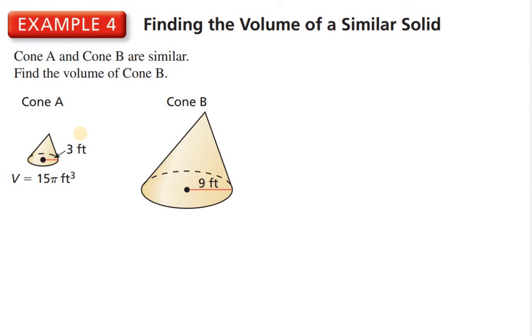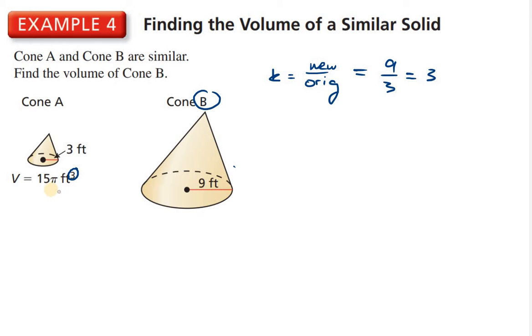All right, similar solids. Again, remember that our scale factor K is always new over original, and that the volume relates in a cubed fashion. So if you want to find the volume, you take the scale factor and you cube it. Okay? So here the scale factor, new over original, new being cone B, is 9/3, which can be simplified down to 3. So that's our scale factor.